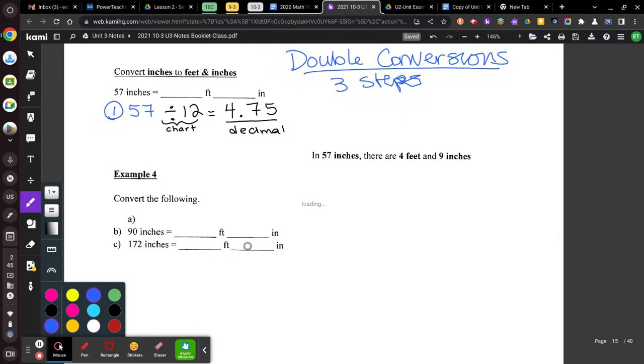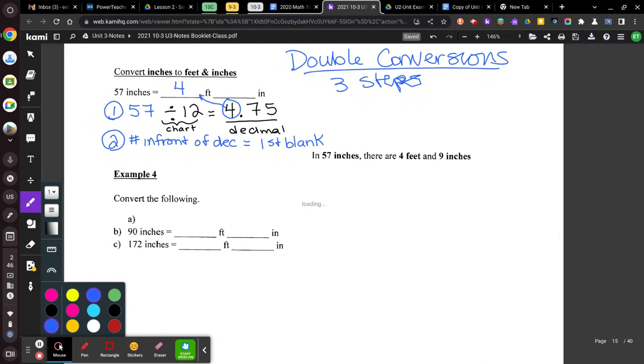Step 2 says the number in front of the decimal is the first blank. So I know this guy is a 4 now. Okay? So the number from my decimal, the number in front. So this number 4, that goes to my decimal.